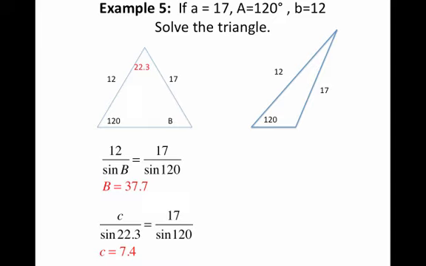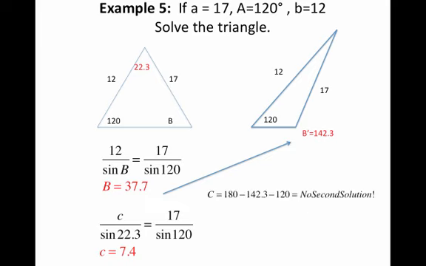However, when we move to the second triangle, obviously this is not drawn to scale because we have 120 degrees that was given to us. That is not an acute angle. Taking angle B, using its supplement, we get 142.3. If we subtract from 180 using the 180 rule to find the third angle, we're going to determine that there's no degree measurement that can be found to represent that third angle, so there's no solution. In this case, there would only be one triangle that represents the solution.